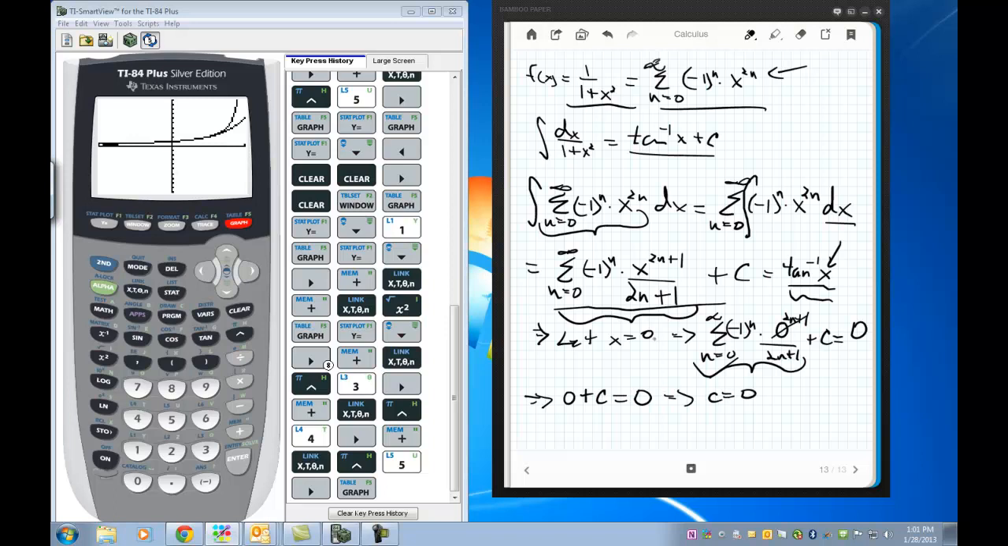Now, what does this tell us? It tells me that because of the integral slash derivative relationship between the inverse tan and 1 over 1 plus x squared, I can rewrite inverse tan of x as the sum as n goes from 0 to infinity of negative 1 to the n times x to the 2n plus 1 over 2n plus 1.